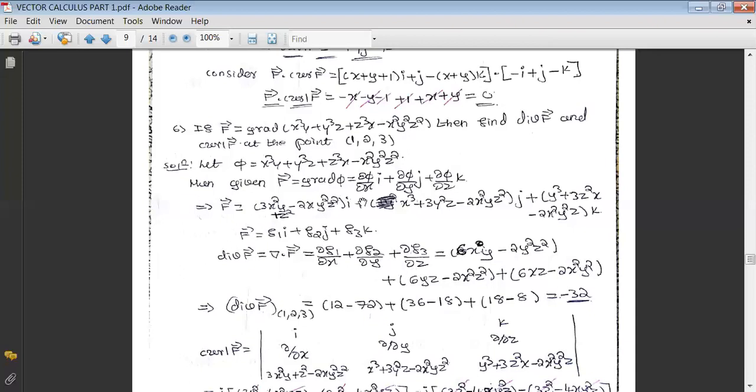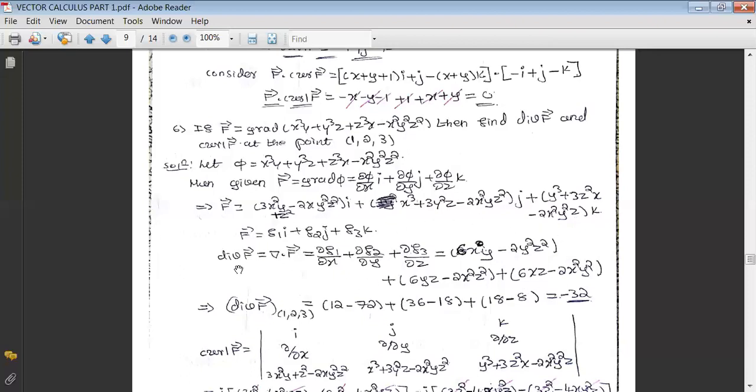When you differentiate the first component with respect to x, that gives you 6xy, and the derivative of this one is 0. If you differentiate with respect to x, minus 2y square z square, plus if we differentiate this one with respect to y, this is 0, that is 6yz minus 2x square z square, plus with respect to z, this is 0, 6zx minus, with respect to z, that is minus 2x square y square.